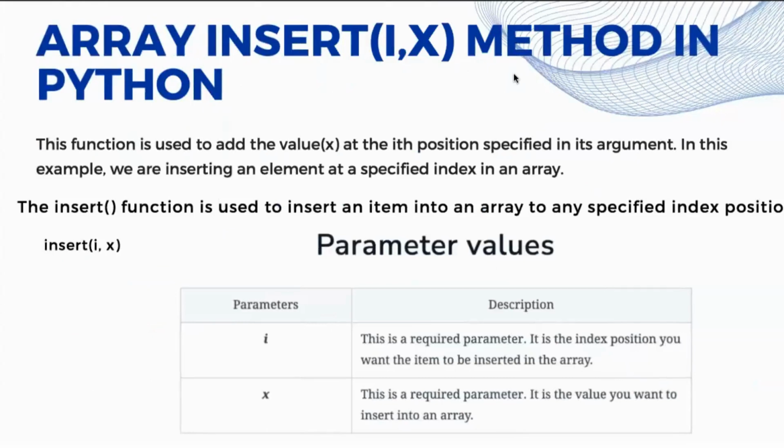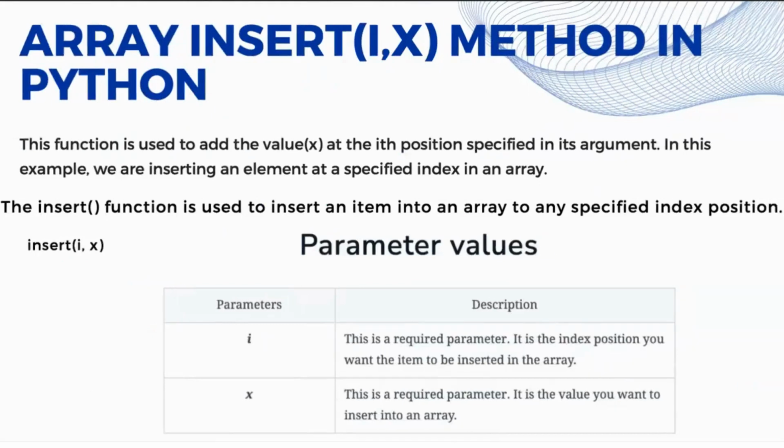So the next topic is the array insert(i, x) method in Python. This function is used to add a value at the ith position specified in its argument. In this example, we are inserting an element at a specific index in an array.